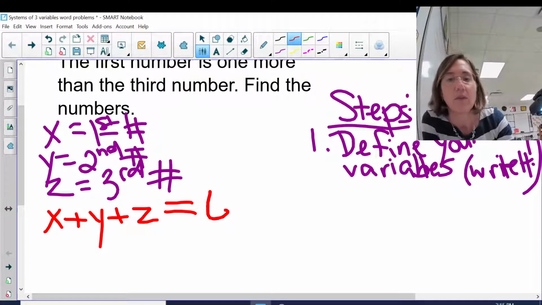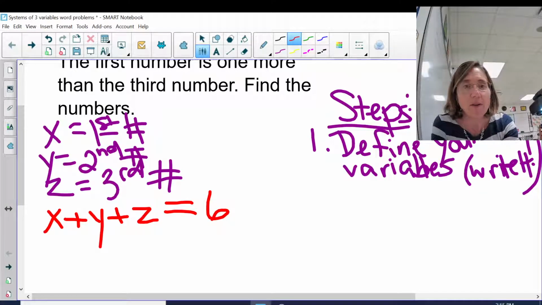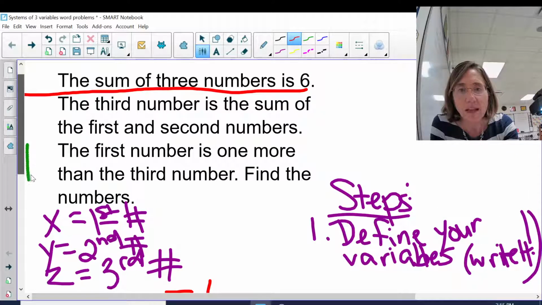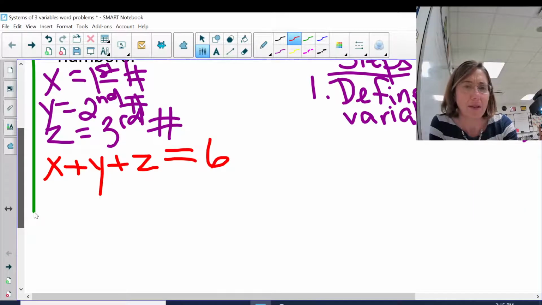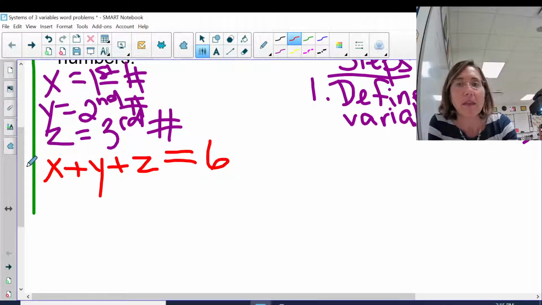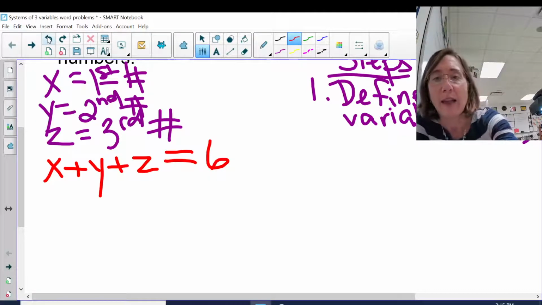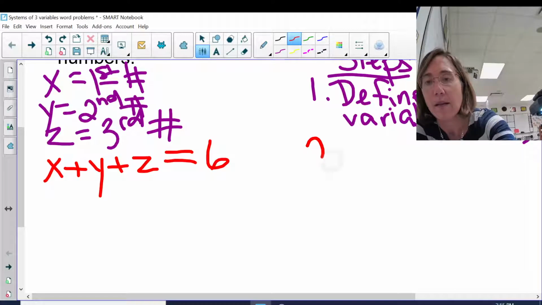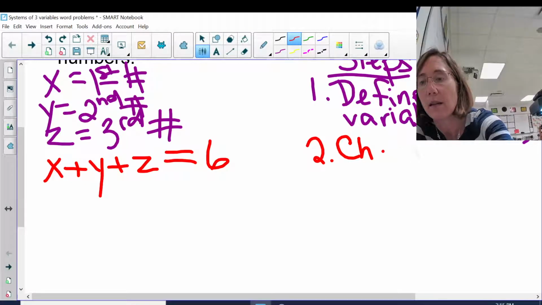So that takes our first sentence here from our story and changes it from English into, oh, sorry about that green line, into math. I wonder if I can make that go away. There we go. So that second step is going to be change English into math.